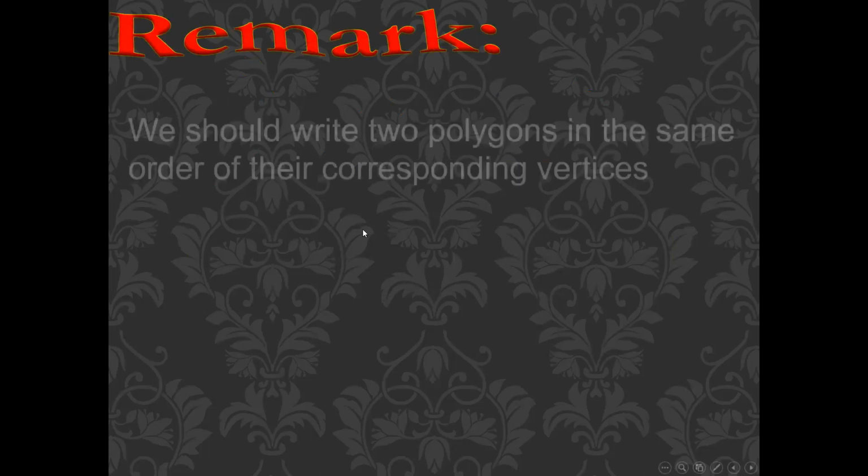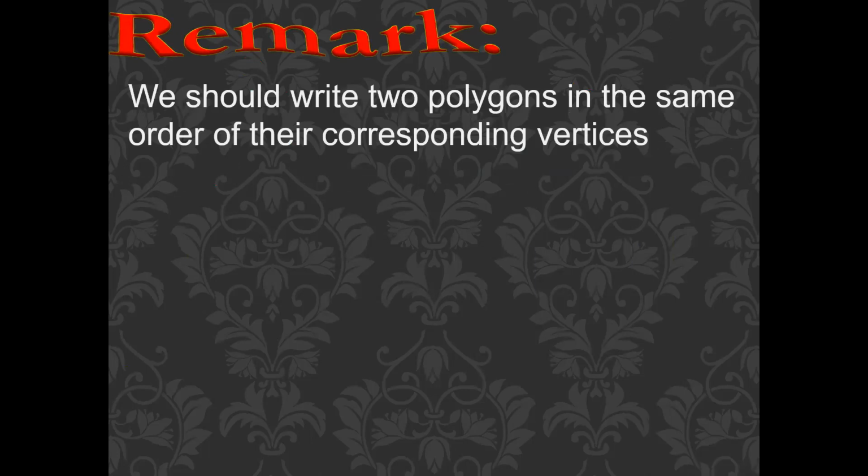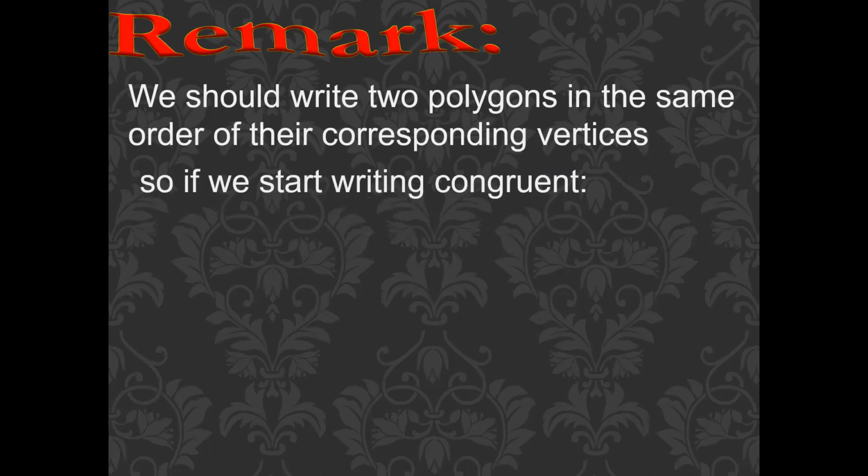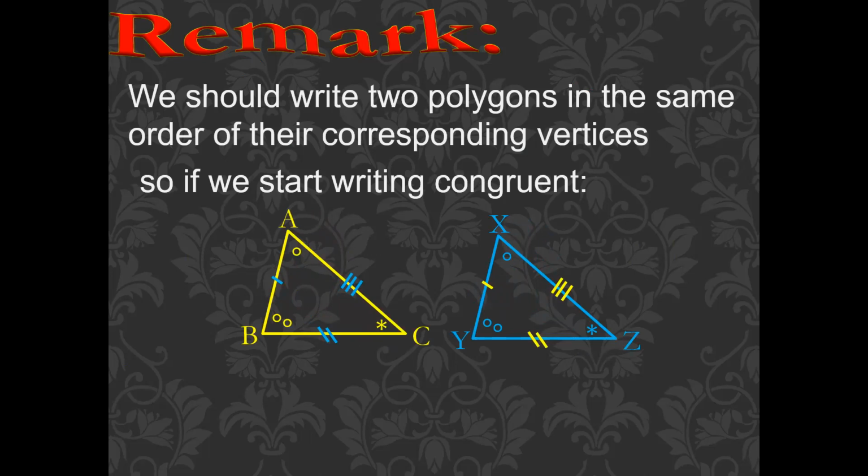Important remarks. We should write the two polygons in the same order of their corresponding vertices. As we saw in the previous example, we said the letters by order of the corresponding vertices. So if we start writing congruent, we have two triangles, triangle BAC and YXZ.